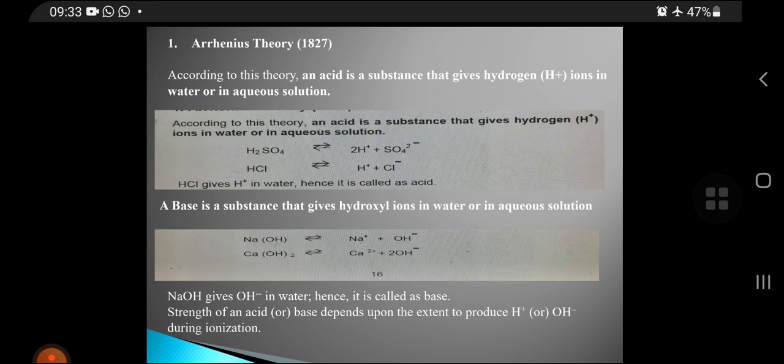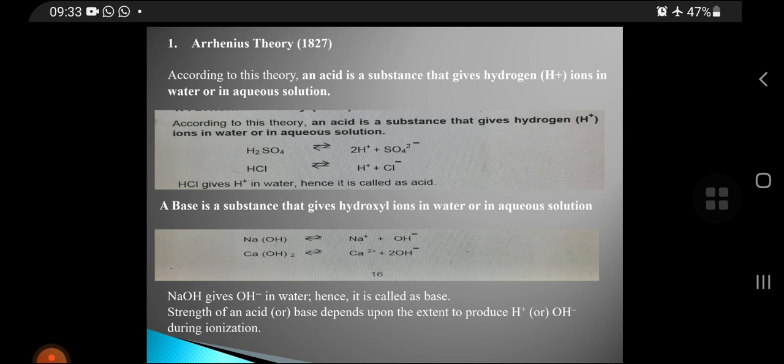So, in the general introduction of this Arrhenius theory, an acid is a substance that gives hydrogen positive ion in aqueous solution. An Arrhenius base is any substance that produces OH minus ion in aqueous solution. The sodium hydroxide gives OH minus ion in water, hence it is called a base.